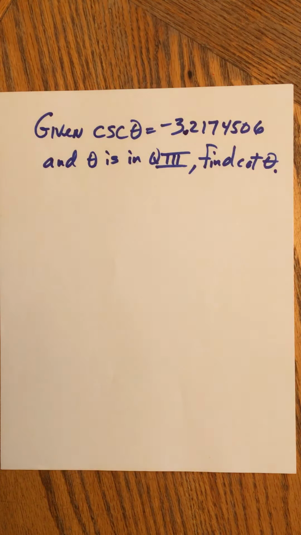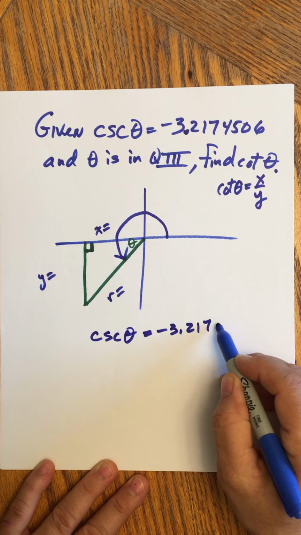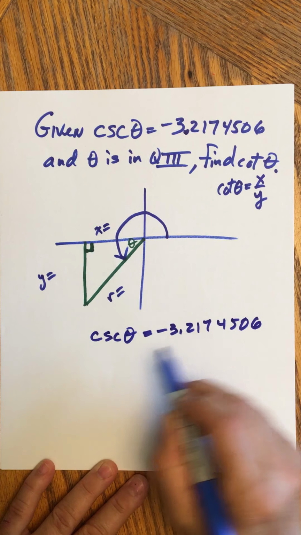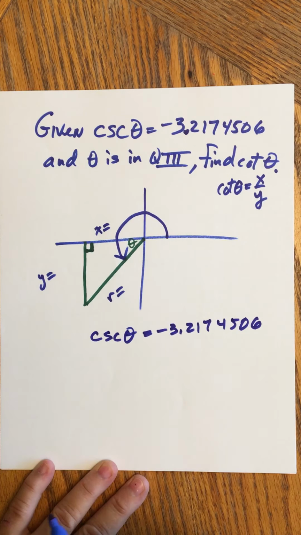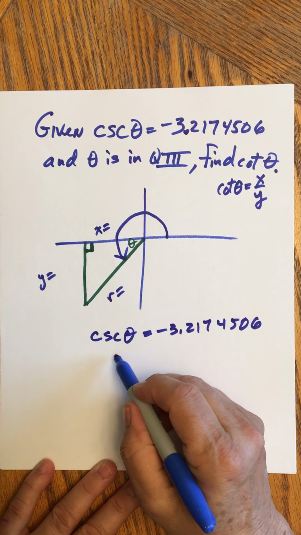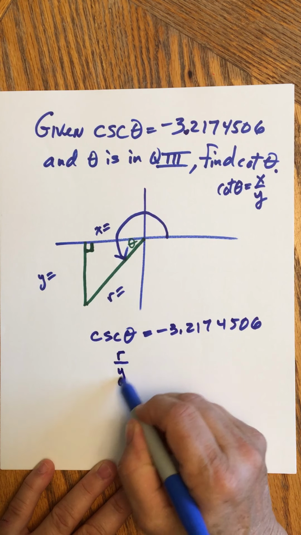Now, the only other thing they tell me here is the cosecant of theta, but that's really a lot of information. So I want to work with the definition of cosecant. If cosecant of theta is negative 3.2174506, what is the definition of cosecant in terms of x, y, and r? Hopefully you will say r over y.